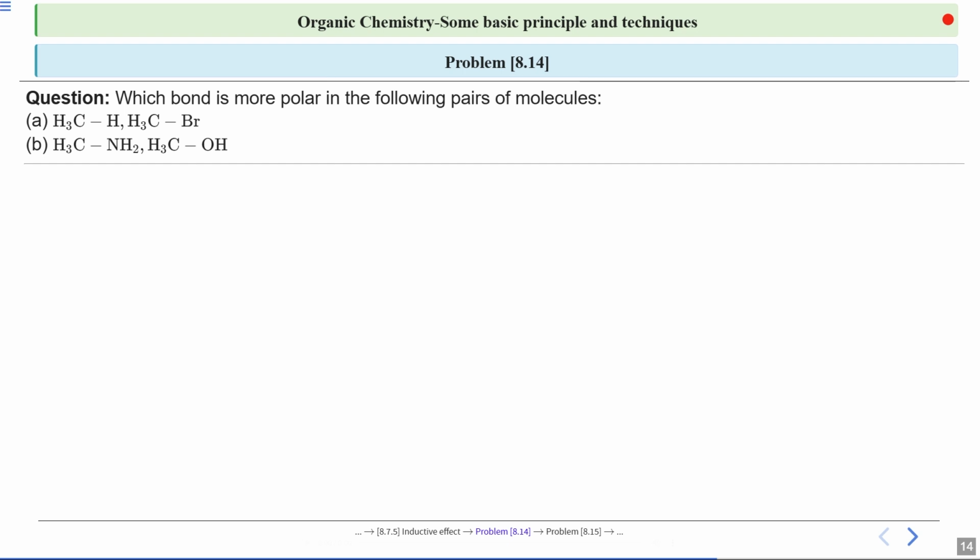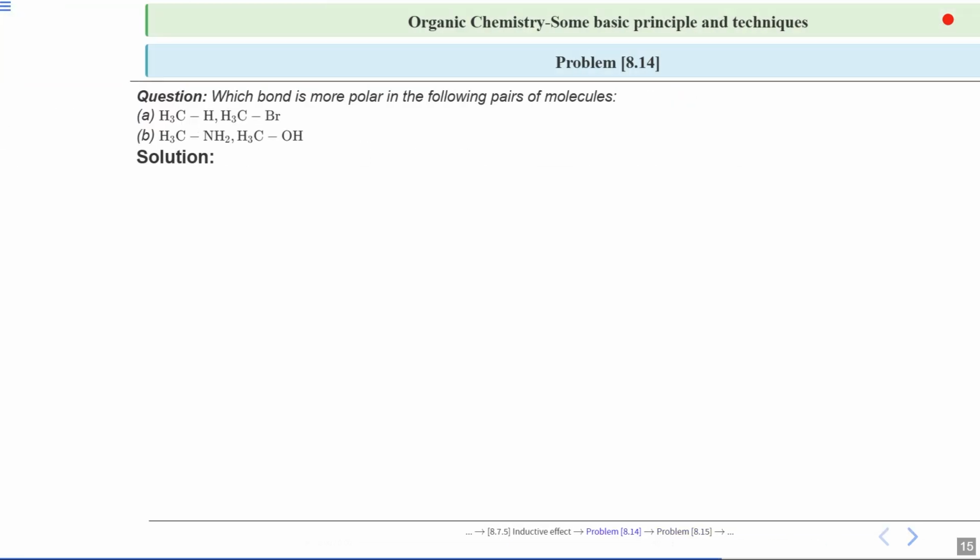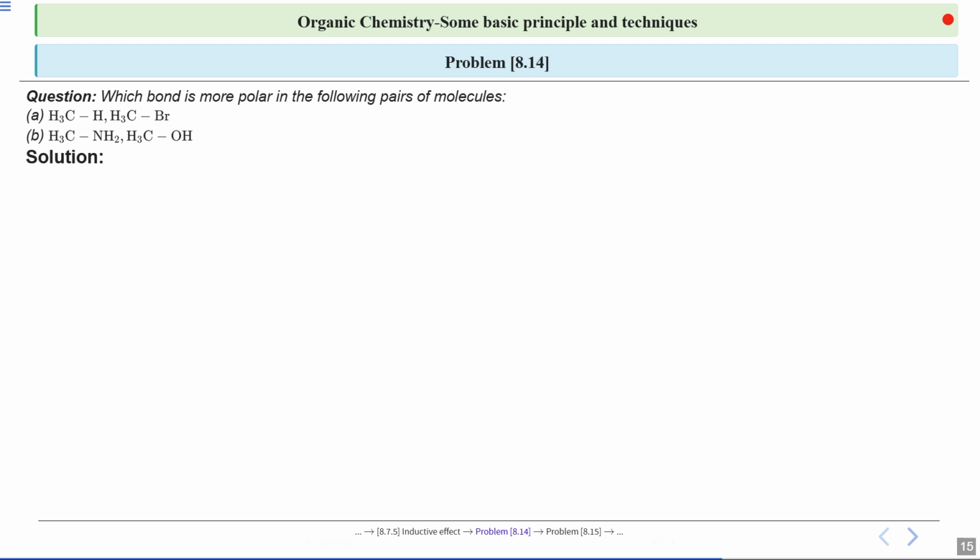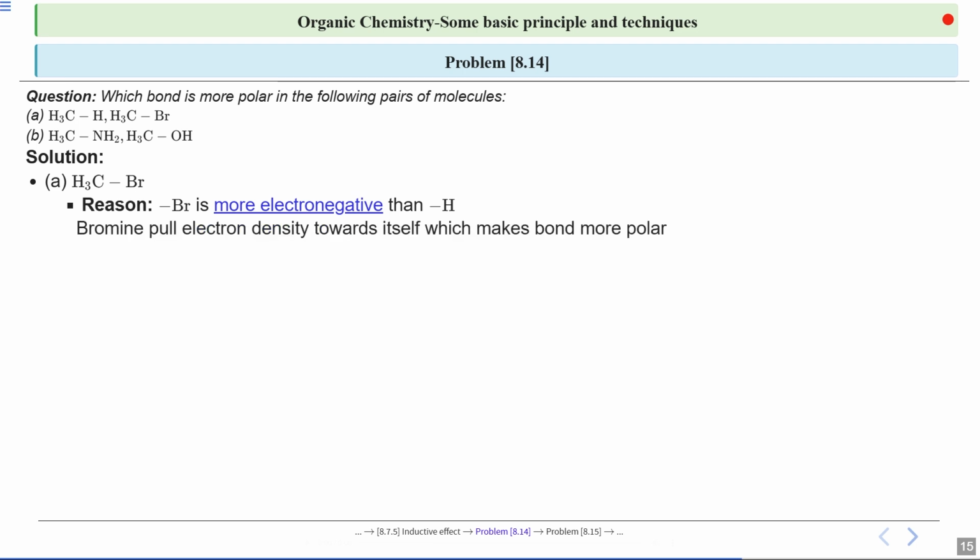So we'll move on to the answer now. Coming to the solution, we can say that the CH3Br will form a higher polar bond. Why? Because bromine is more electronegative than hydrogen and it will pull electron density towards itself, which makes the bond more polar between C and Br. Okay, I hope you are getting my point here.